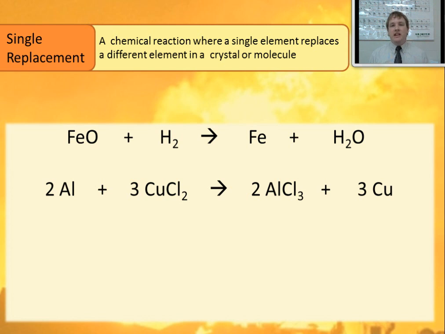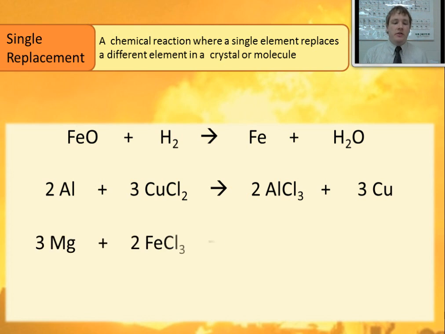In this case, you can see we have a free aluminum atom at the beginning and copper chloride bonded together as some kind of a compound. In this case, it's a crystal compound. In the end, the free aluminum element bonds together with the crystal and kicks out the copper. So we end up with aluminum chloride crystals and then free copper. When you have a free element at the beginning and a different free element at the end, chances are you're dealing with a single replacement reaction.